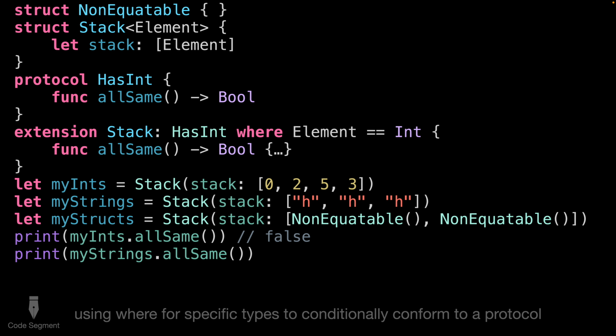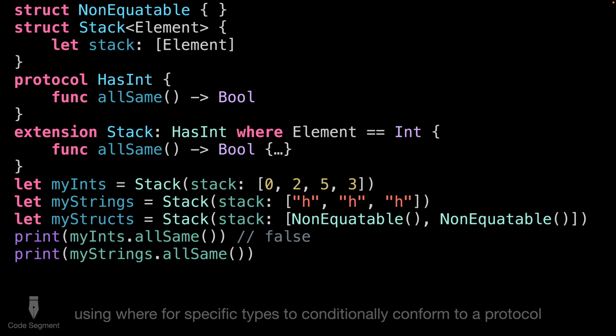Here, in this extension, we say that, okay, so we want Stack, the type Stack, to adopt the HasInt protocol only when its Element is Int. So only if the stack has Ints within it does it adopt and conform to the HasInt protocol. This has a lot of really weird implications.